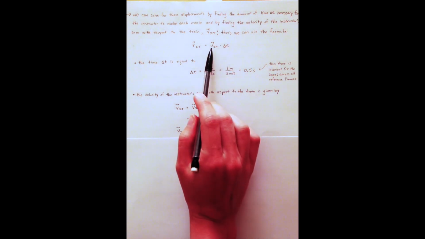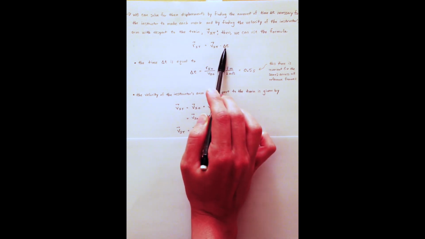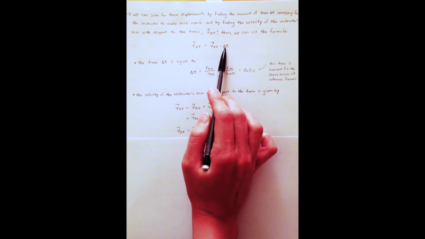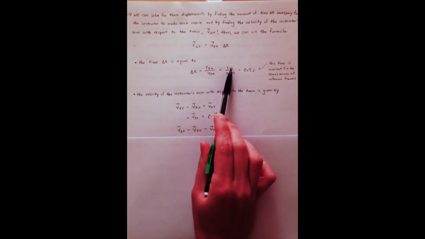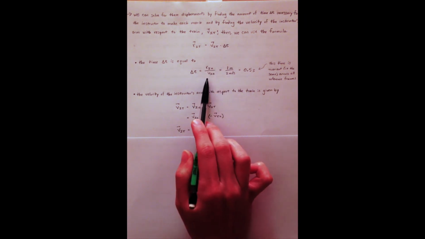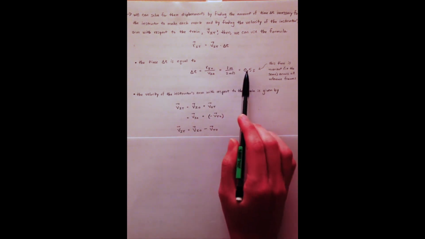The velocity we need is the velocity of the instructor's arm with respect to the train. The time we need is the amount of time necessary for the instructor to make each mark. In the reference frame of the origin, we are told that the instructor makes a displacement of 1 meter and moves his arm at a velocity of 2 meters per second. The amount of time it takes for this motion to be completed is the division of these two numbers, which results in a half second.